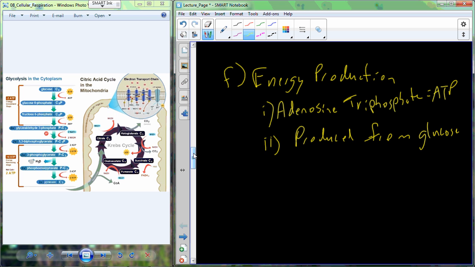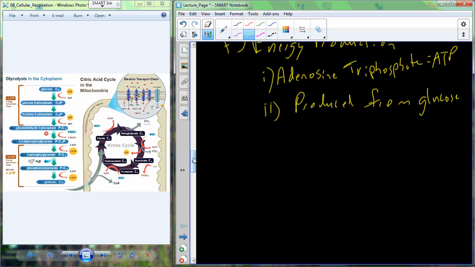We'll come back and we'll talk more about energy production, but I just want to give you this idea of ATP is what's needed, and we get it preferentially and primarily from glucose. And that glucose is in everything that you eat, from the Snickers candy bar to the apple. Glucose is in both.